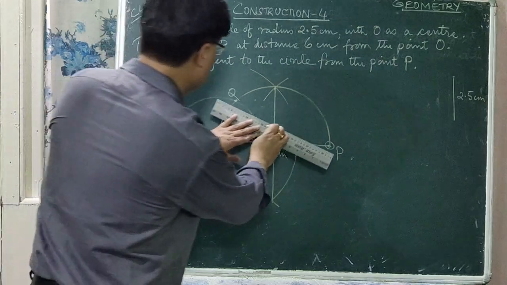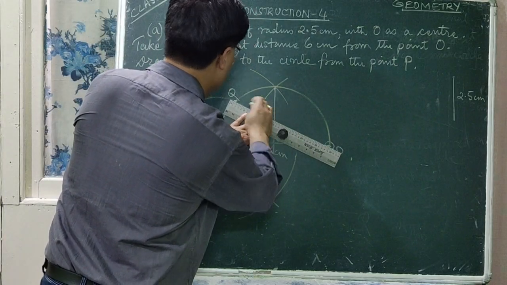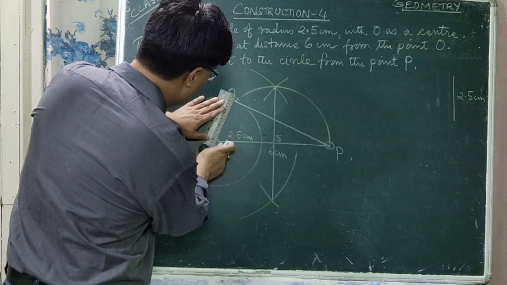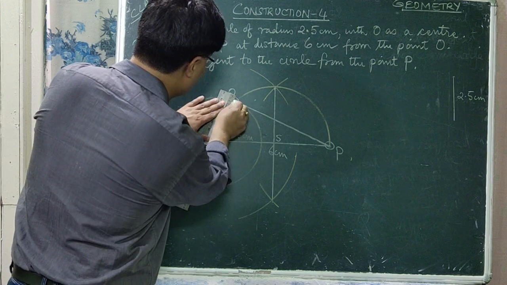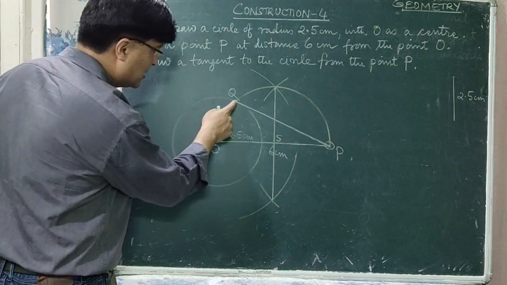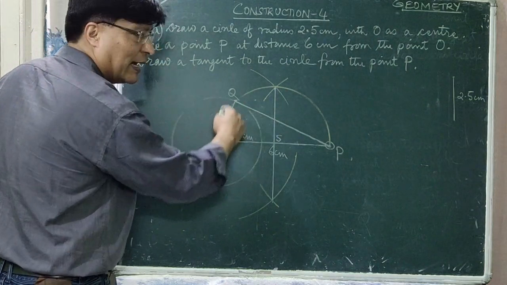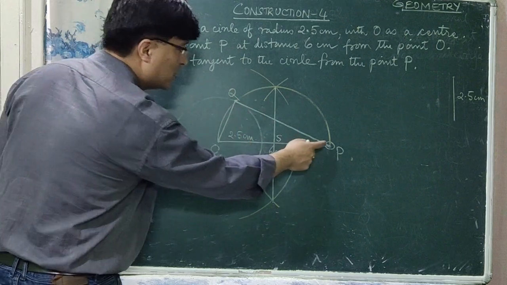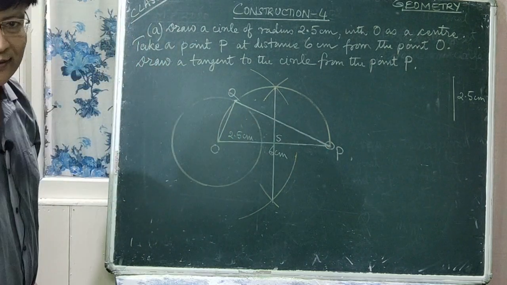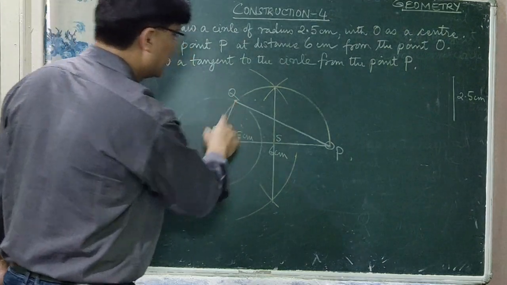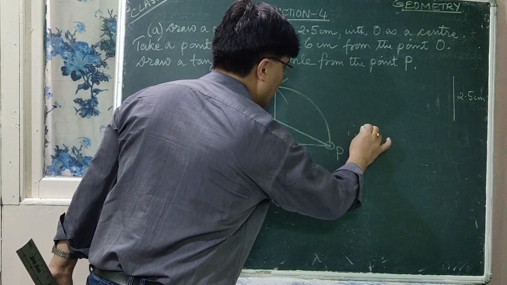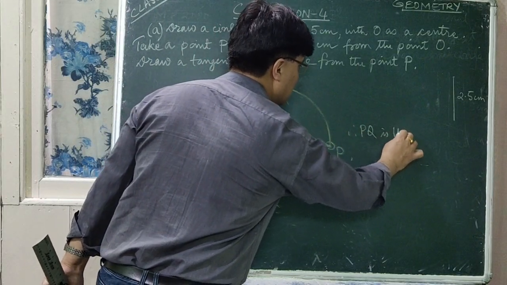Now we have to join P and Q, and join O and Q. And you know that this is the angle in the semicircle, and the angle in the semicircle is a right angle. That means PQ is perpendicular to OQ. OQ is the radius and PQ is the tangent to the circle. Is that clear now? So PQ is the required tangent to the given circle. So here you can write, therefore, PQ is the required tangent.